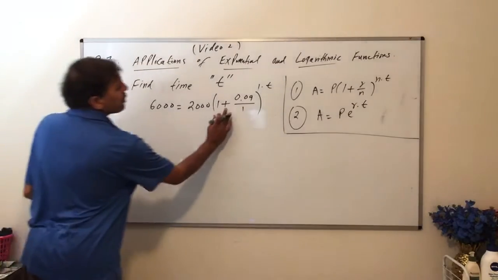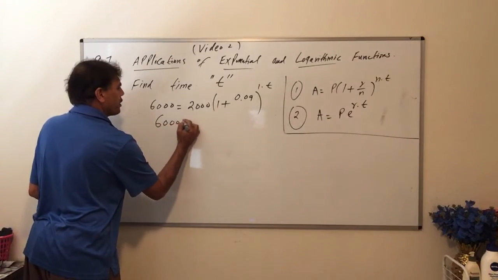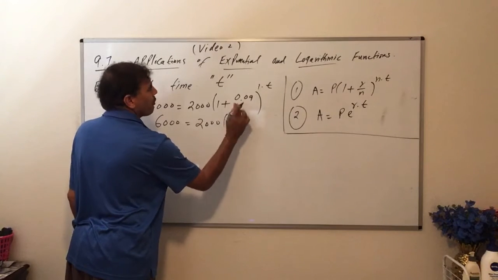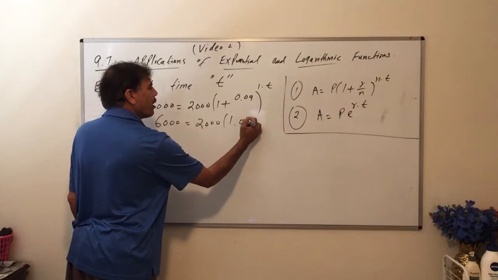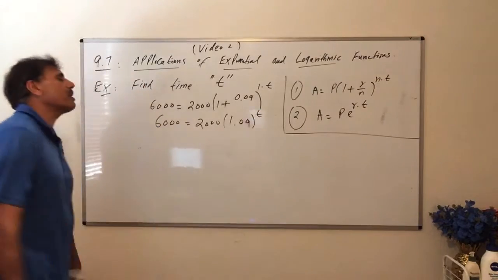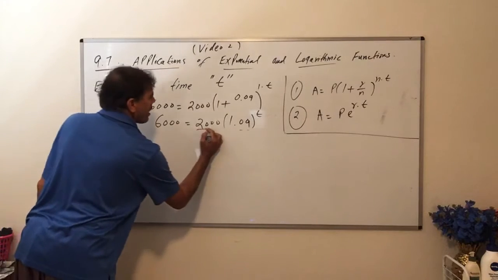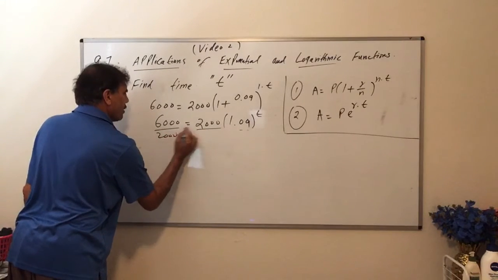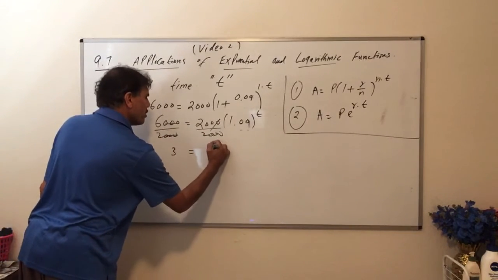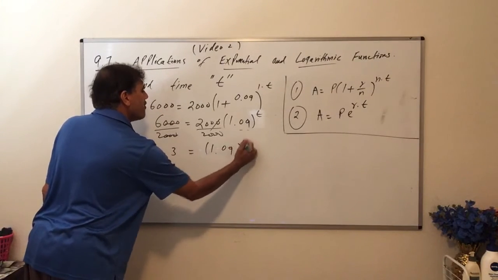Now you can always ignore the divide by 1, and then here is 6,000 equals 2,000 times 1 plus 0.09, which is 1.09, and the exponent is t, because 1 times t. Now we need to make this part by itself. So divide both sides by 2,000 first. 6,000 divided by 2,000 is 3. So this is 3 equals 1.09, the power is t.